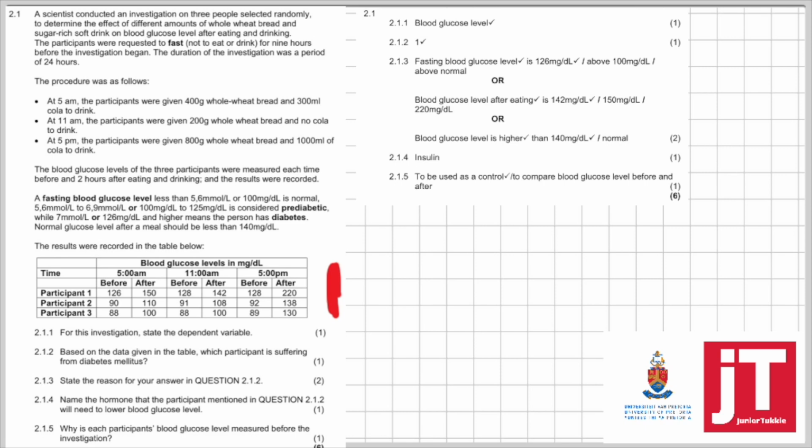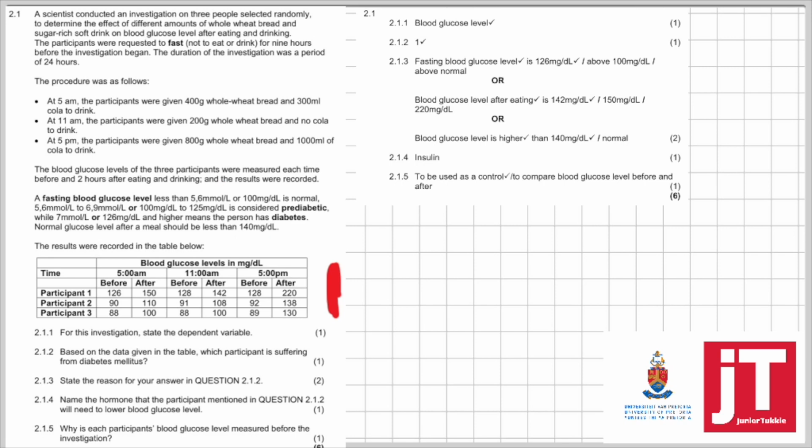The blood glucose levels of the 3 participants were measured each time before and 2 hours after eating and drinking. And here are the results recorded in the table. A fasting blood glucose level less than 5.6 millimoles per liter, sorry about that, grade 12s, or 100 milligrams per deciliter is normal. So mmol is millimoles per liter. Right, so 5.6 millimoles per liter to 6.9 millimoles per liter, or 100 milligrams per deciliter to 125 milligrams per deciliter is considered pre-diabetic, while 7 millimoles per liter or 126 milligrams per deciliter or higher means a person has diabetes. Normal glucose level after a meal should be less than 140 milligrams per deciliter.